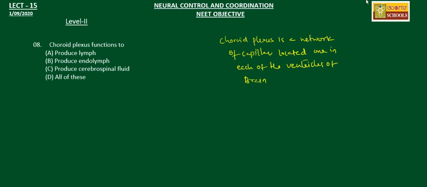And this choroid plexus, where plexus means network, is responsible for the production of cerebrospinal fluid. So the choroid plexus produces CSF, cerebrospinal fluid. So does it function to produce lymph? No. Produce endolymph? No. It produces cerebrospinal fluid, yes. Option C is the right option.